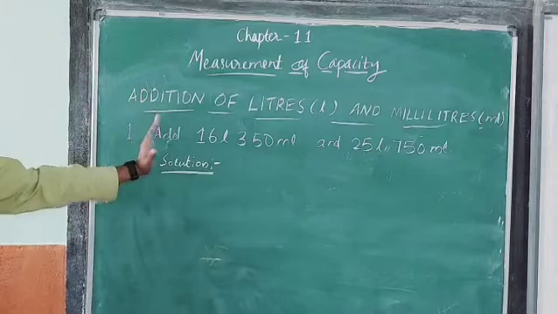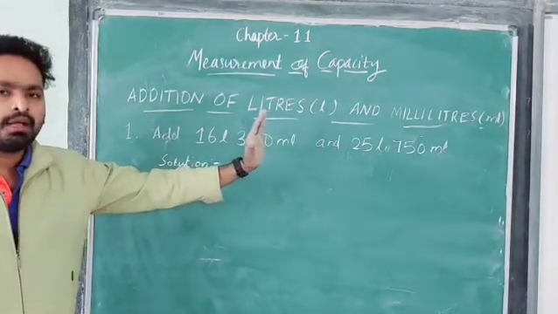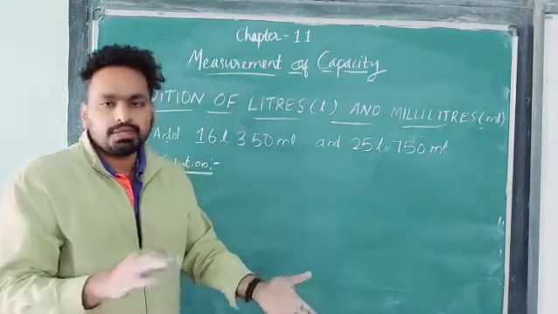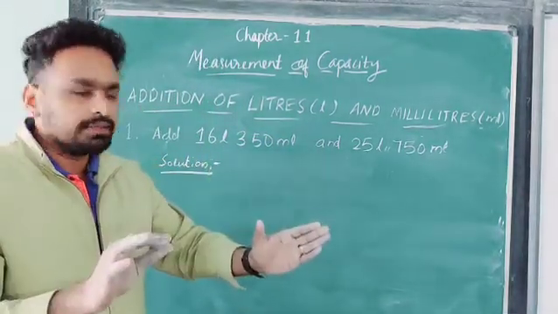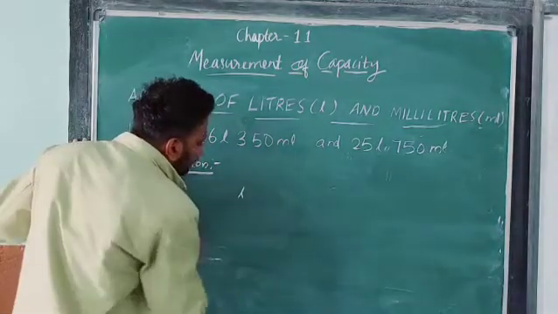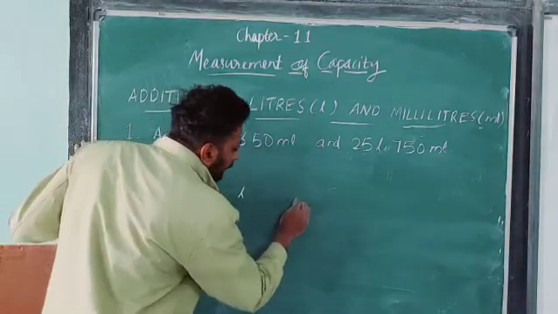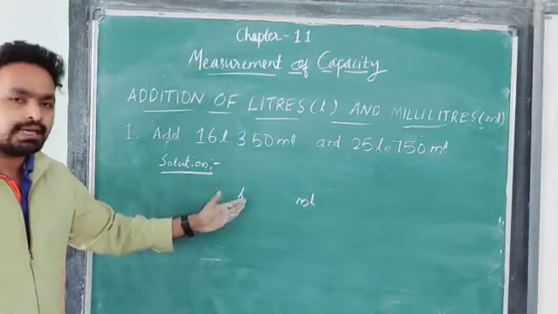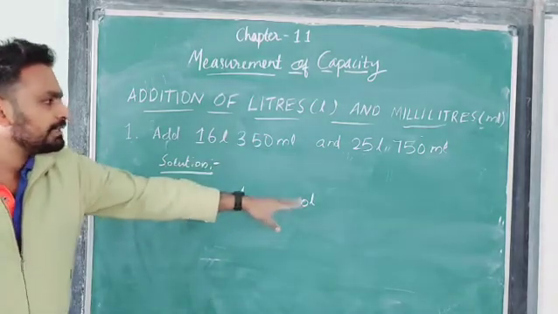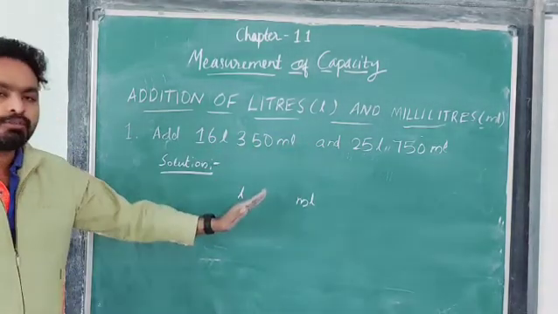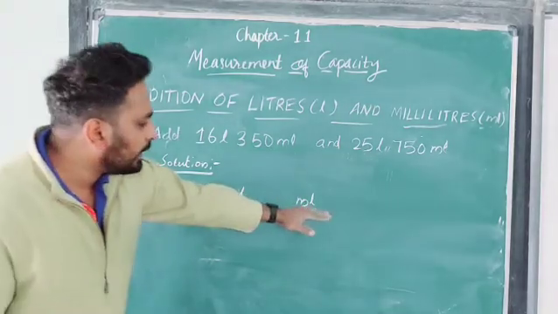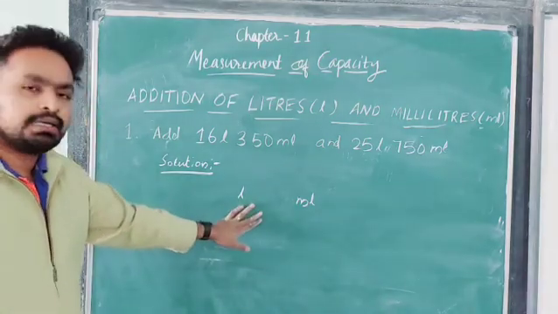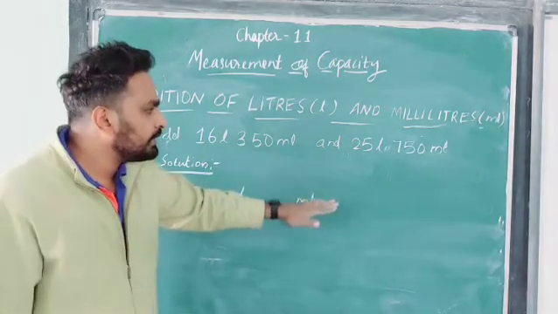Students, for adding these two capacities, first we have to separate liters and milliliters. For that, we have to make a column for liters and make a column for milliliters. L stands for liters and ml stands for milliliters. Then you have to write liters in the liters column and milliliters in the milliliter column.